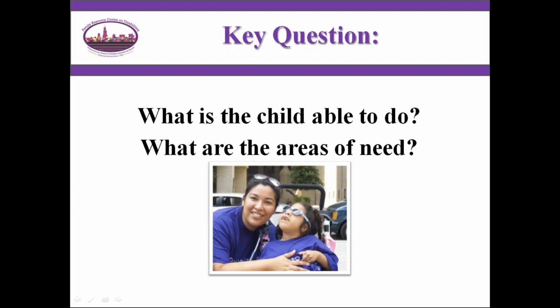What does the child need in order to learn? Those are the accommodations and modifications that need to be specifically stated in the IEP. If the child is 14 and a half, what are the student's strengths, needs, and preferences? Because that will be put in their transition. So these are key questions that we ask.